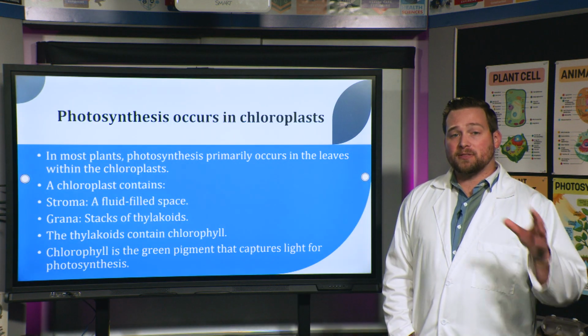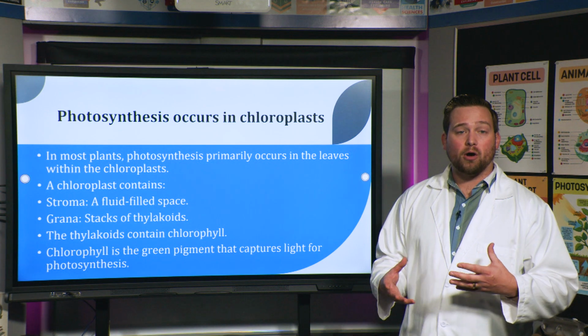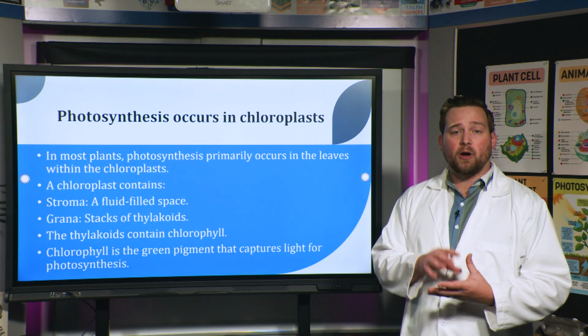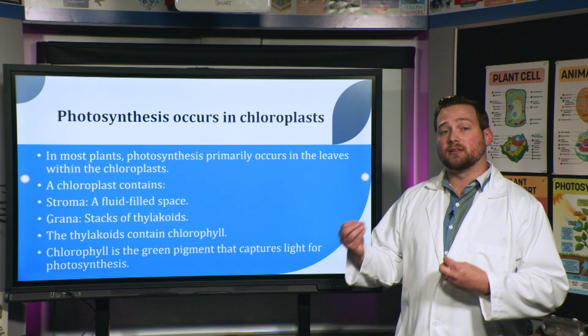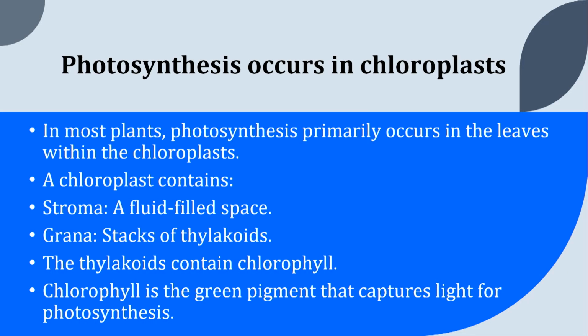Okay, so photosynthesis in chloroplasts, what's really going on here? Well, in most plants, photosynthesis primarily occurs in leaves within the chloroplast. Inside a chloroplast, remember that's an organelle, you have a fluid-filled space. That's called the stroma. You'll have these little pancake-looking things called thylakoids.